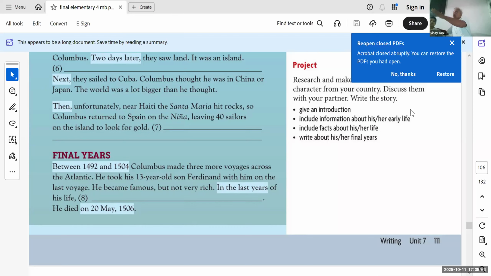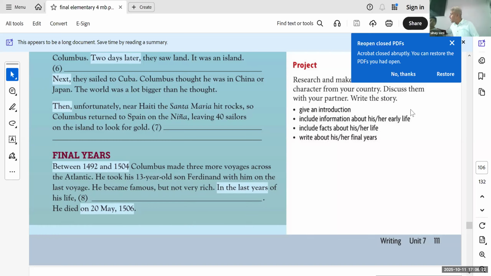Suppose you are on this side of the road and you want to go on the other side of the road, you need to go across the road. So across means on the other side. So he made 3 more voyages across the Atlantic. He took his 13-year-old son, Ferdinand. Now, what was the name of the king? And what was the name of his son?